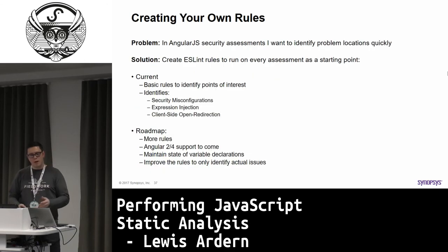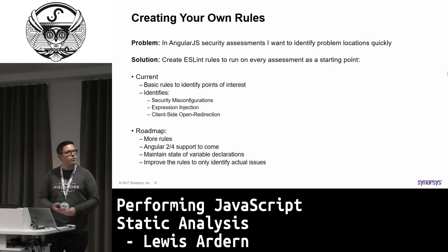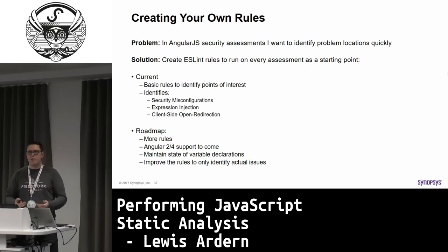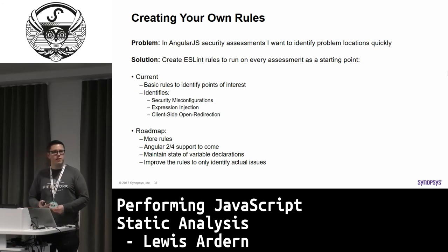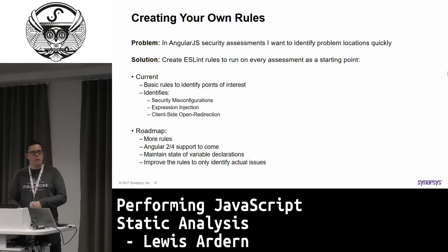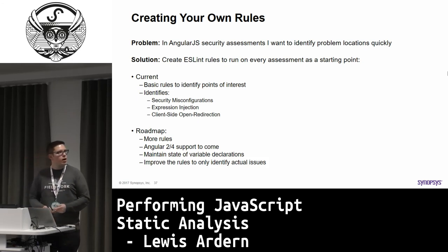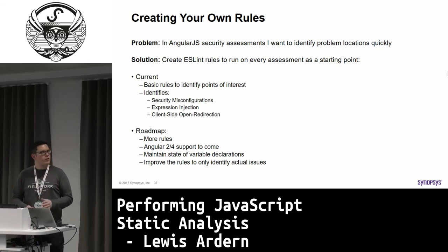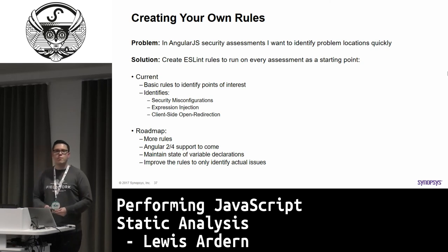When you're creating your own rules, you have to have a problem and want to be able to make a solution. So on every Angular pen test, I had to go through what I had done in the past and what I had looked for, and try to reproduce that again. So I went through a lot of the issues that we've found through research and pen testing, and created a bunch of ESLint rules that will identify problem locations.